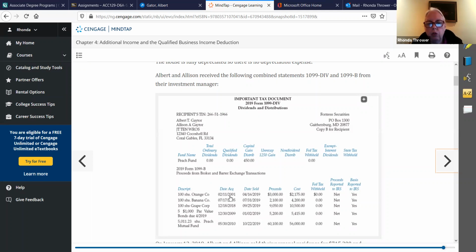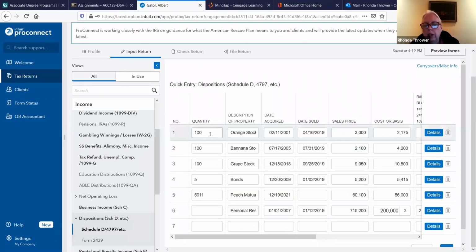So basically what you're going to start out by doing is putting down the number of shares of the company stock, what company stock it was, the date that it was acquired, the date that it was sold, the amount of the cash, the selling price that you got, and what it cost you. So that's what I did here. There were 100 shares of orange stock. This was the date it was acquired. This is the date it sold. This was the selling price. This was the cost basis.